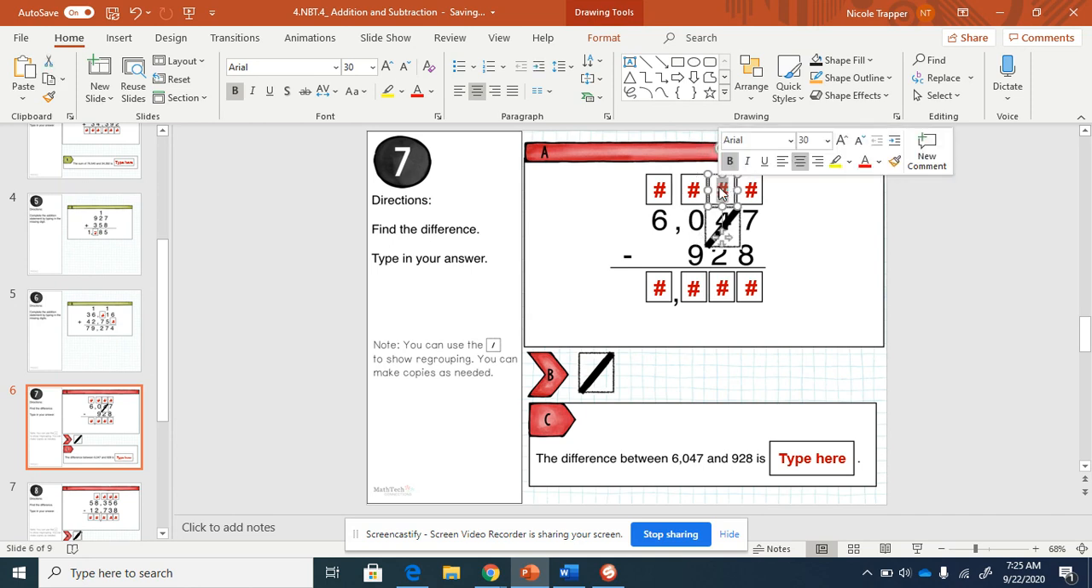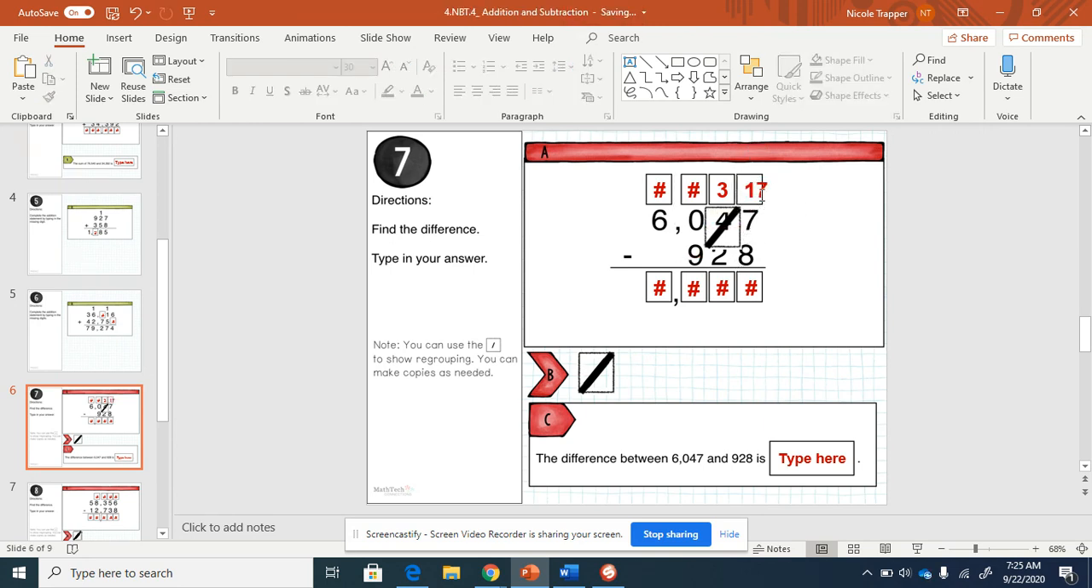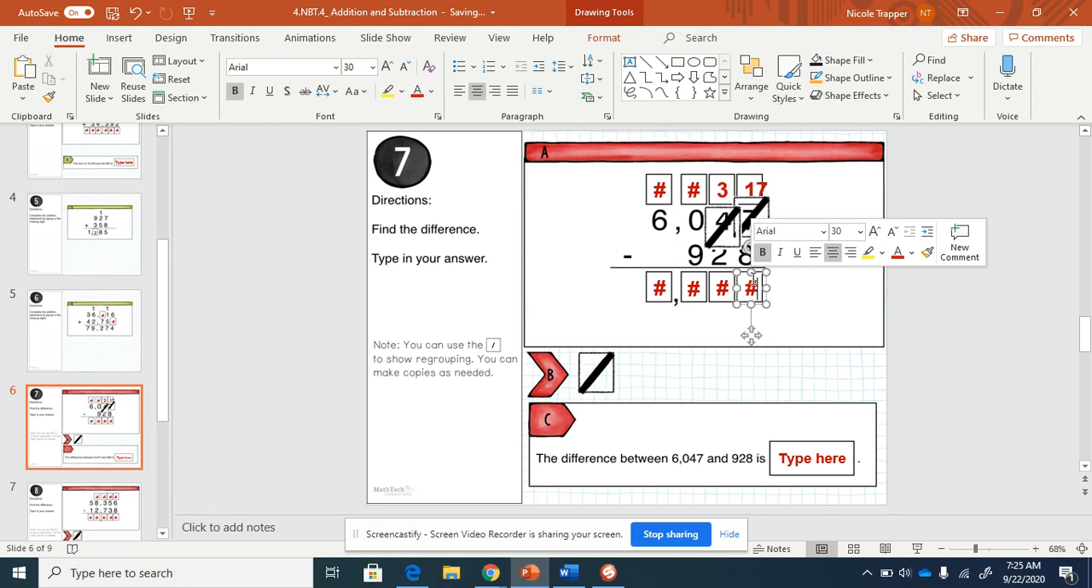I'm taking 1 away from there, 1 ten away, so now I have 3 tens. And now I have 17 ones. Oops, might have to make that a tiny bit bigger. 17 minus 8, to cross out my 7. 17 minus 8 is 9.